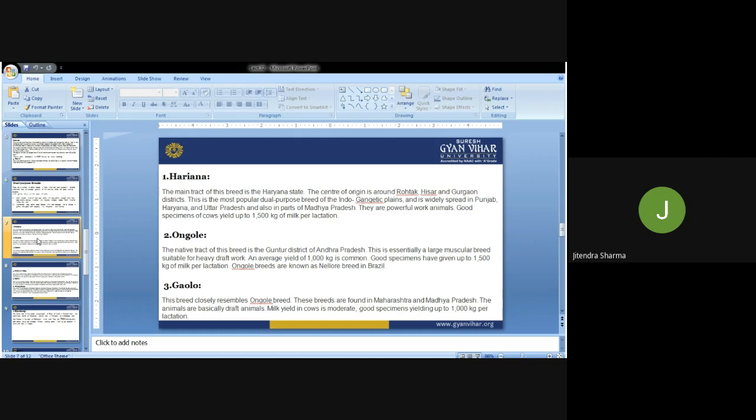Then the Deoni. This breed closely resembles the Ongole breed. These breeds are found in Maharashtra and Madhya Pradesh. The animals are basically draft animals. The milk of the cow is moderate, and good specimens yield up to 1000 kg. It means they are not that poor; that 1000 kg means 2 to 3 liters per day. So they give the milk required for the family, and the males are also utilized in agricultural operations. But nowadays the utility of the male has passed away because of mechanization.